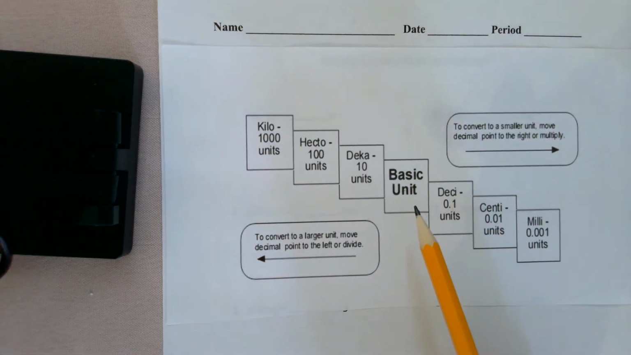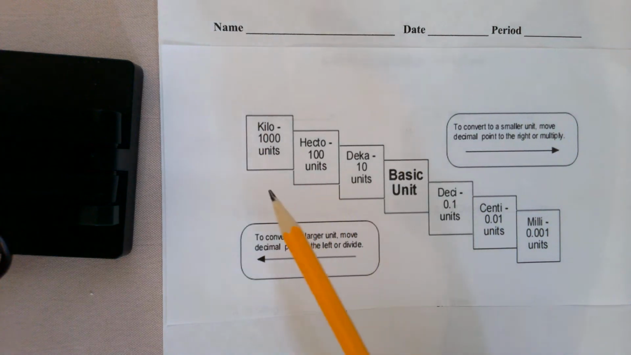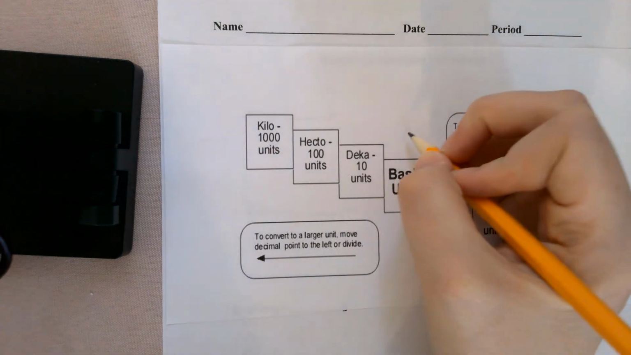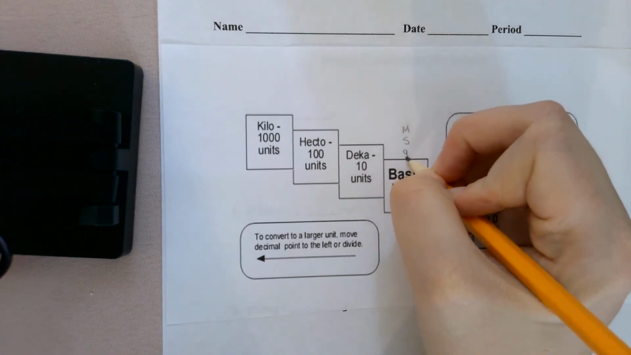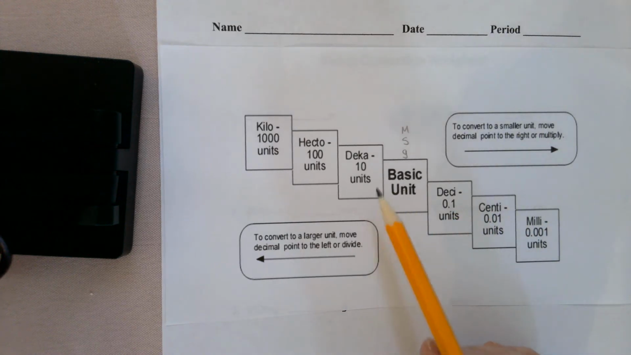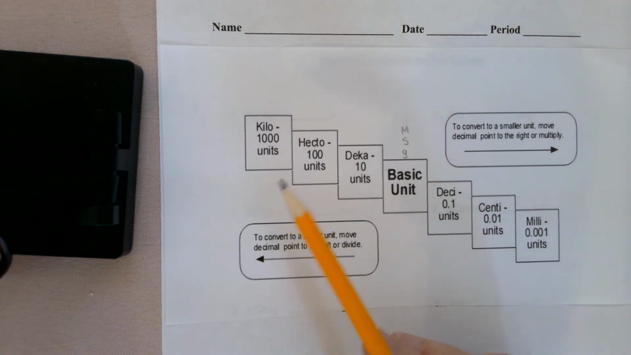So remember, we have our basic unit in the middle, and then we have our prefixes that tell us how many, or relate those units together. Each of these steps is a factor of 10. Let's say we have meters in the middle, our basic unit; remember we have our meters, seconds, grams, etc. A deci would be a factor of 10, centi would be a factor of 100, and milli would be a factor of 1,000, in the right-hand direction. Now deca, 10, hecto, 100, kilo, 1,000.